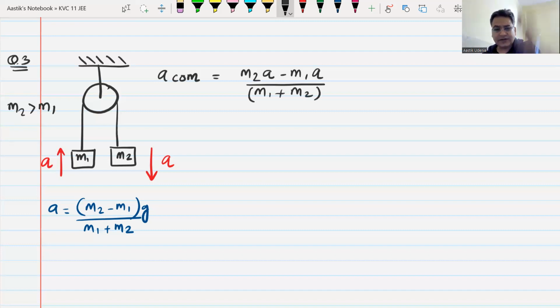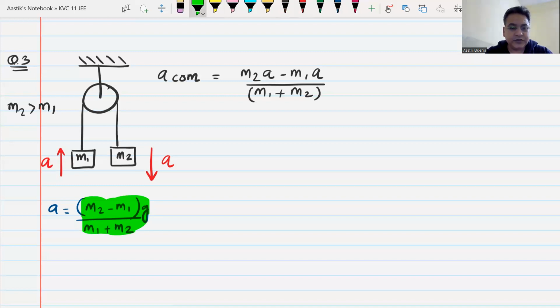Yes or no? One acceleration is upwards, one acceleration is downward. If you take upward as positive, it will be m1a minus m2a. If you take downward as positive, it will be (m2 minus m1) into a. You put the value of a in this equation from here and you will get your results. We understand this? Yes or no?